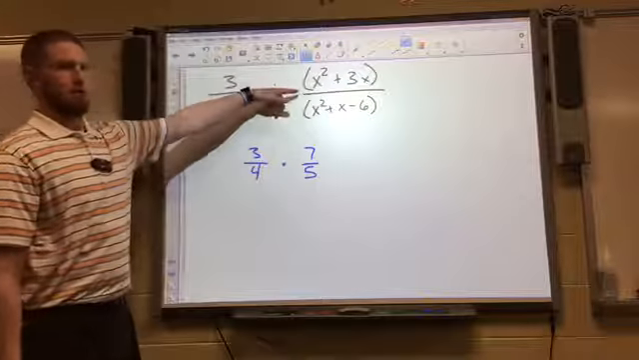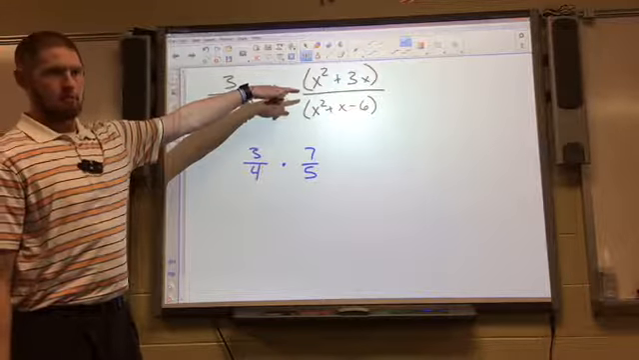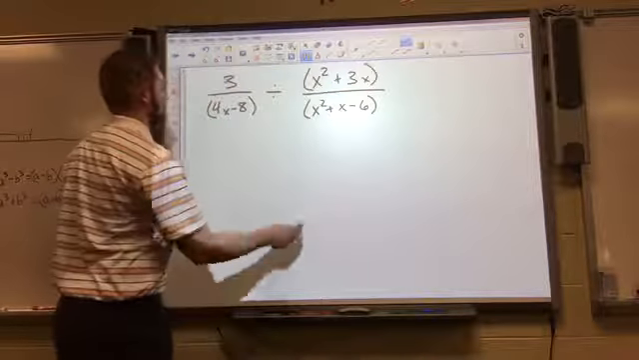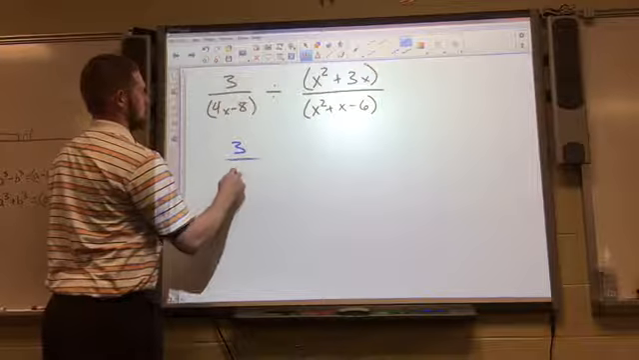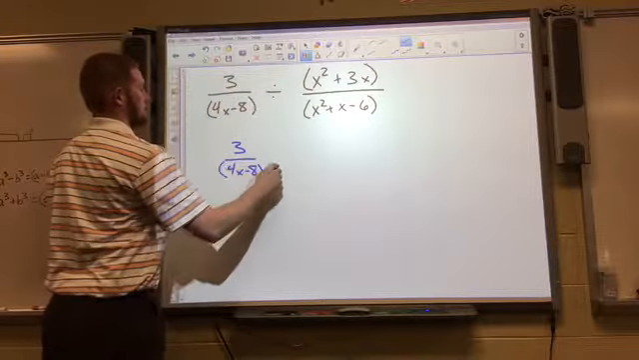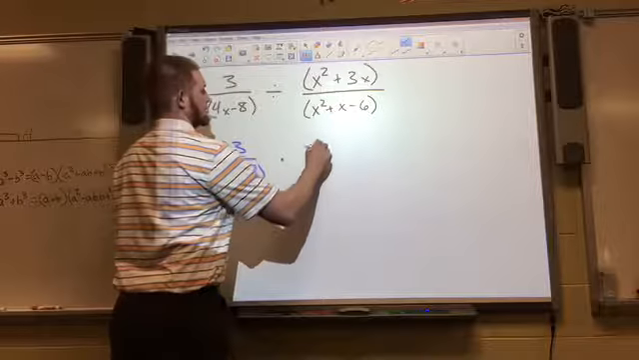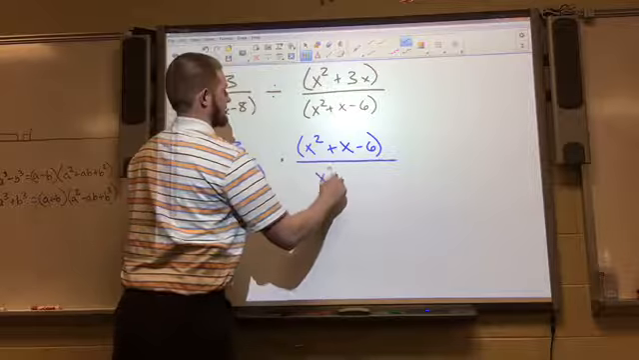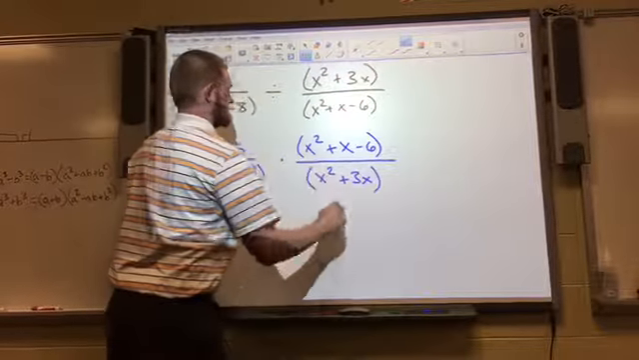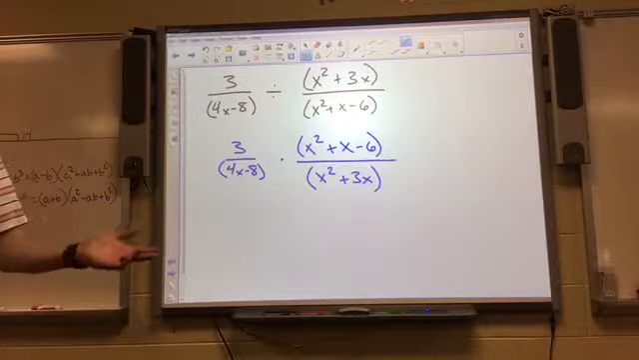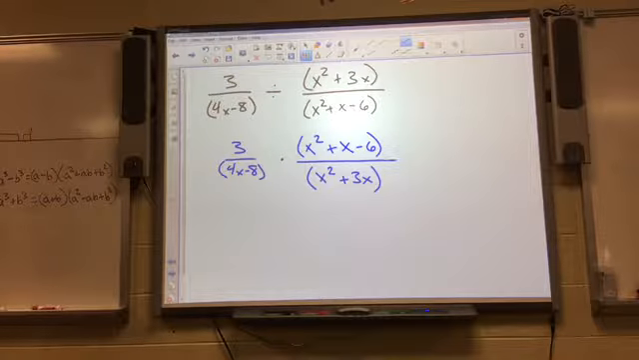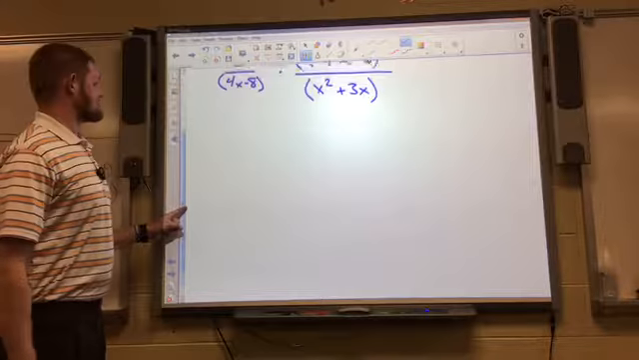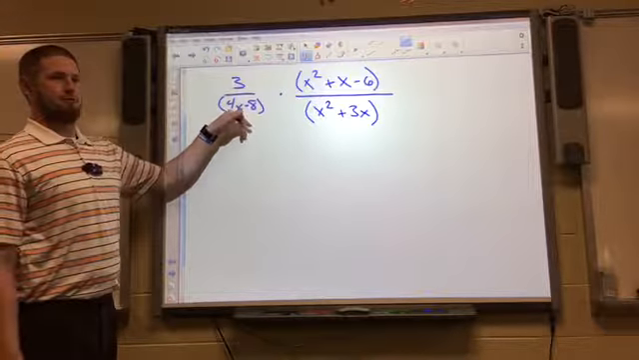So what do you suppose we're going to do up here? Exactly. You're going to multiply by the reciprocal. So you have 3 over 4x minus 8 times x squared plus x minus 6 over x squared plus 3x. You're just going to do the exact same thing we did yesterday now. So now it's exactly the same. Before we do this, what was our next step before we finished solving this? Yeah, let's simplify this. Let's factor this out.